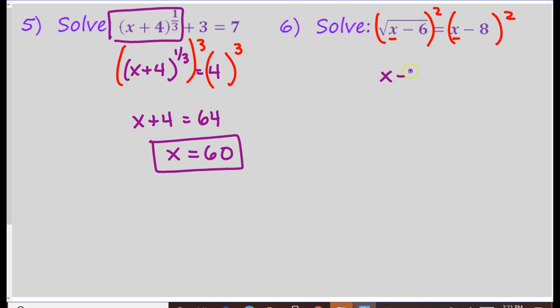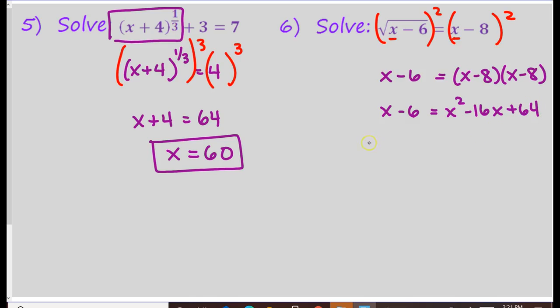And we have x minus 6 equals, now look, we're squaring the side, right? We're squaring the quantity x minus 8. That means we're multiplying x minus 8 by itself. We're not just squaring the x and squaring the 8. Remember, I told you in the beginning, it's not just square the parts, it's square the whole side. So that's going to be x squared minus 16x plus 64.